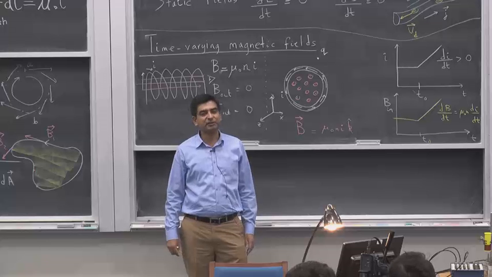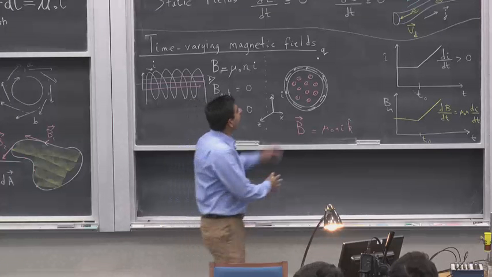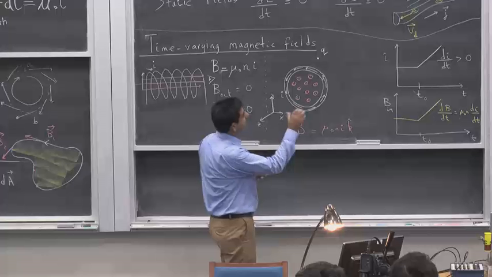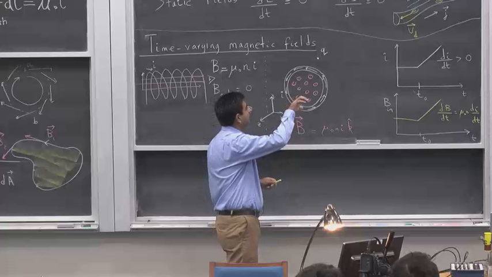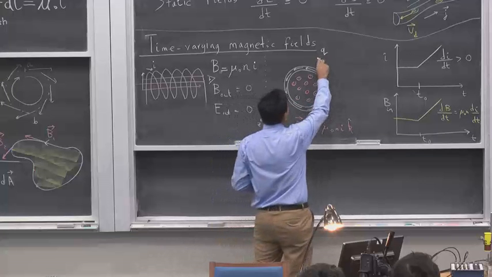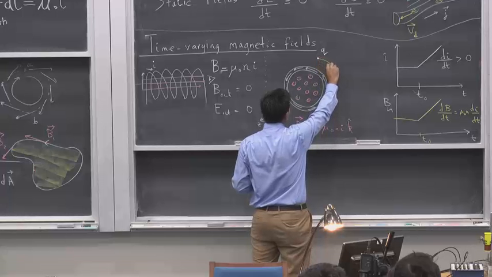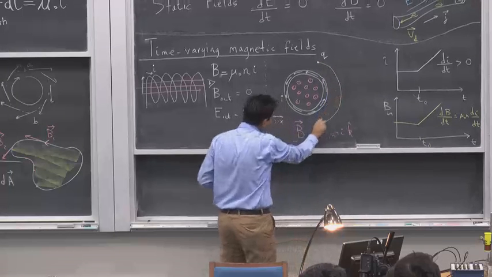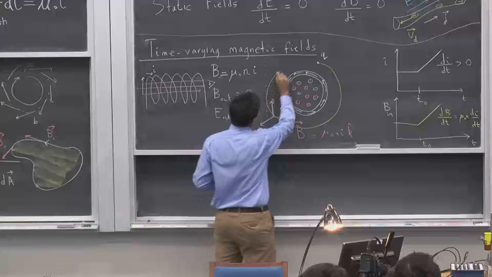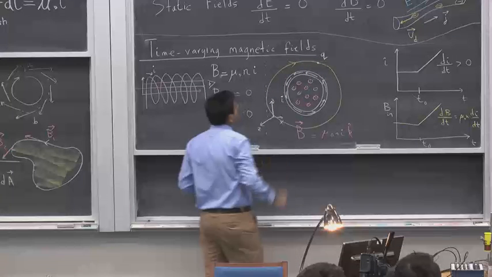Okay, and let me tell you what the direction is. So if this field goes up, this charge, if it's a positive charge, is going to experience a force due to which it will accelerate in this direction. And it will start circular motion.